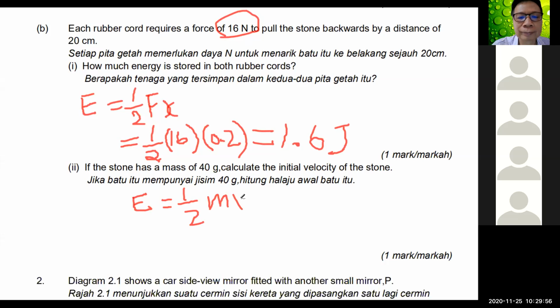Okay, use this formula, you go and find the v. This elastic potential energy is 1.6, you can take from here. 1.6 equals, okay, do it yourself. Find the v. Mass must change to kilogram. Once again, don't use 40. Do it yourself, please, and then tell me the answer. What is the velocity?